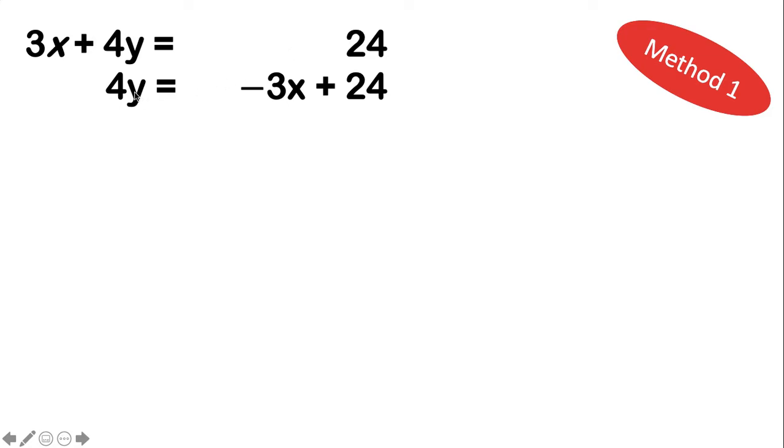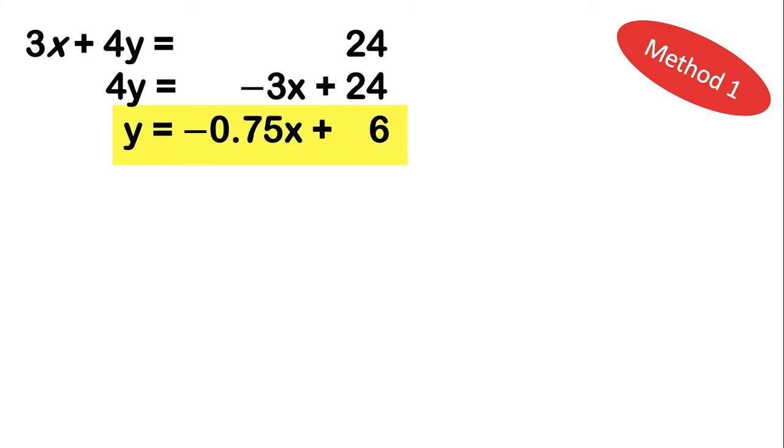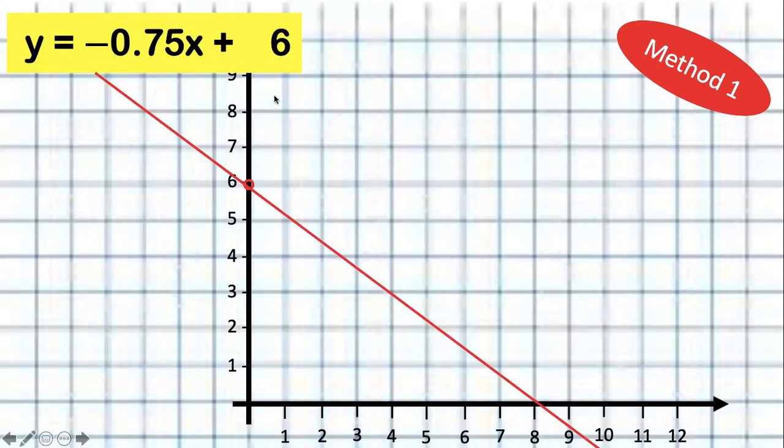Then I don't want to know what 4y's are. I want to know what a single y is. So I've got to divide everything by 4, and do that on the other side as well. So y equals minus 0.75x plus 6. So one way to do this is to rearrange this into the familiar y equals mx plus c. And then you know immediately from that that it's going to cut at 6 because of the plus 6, and it's going to have a gradient of minus 0.75, which is minus 3/4.